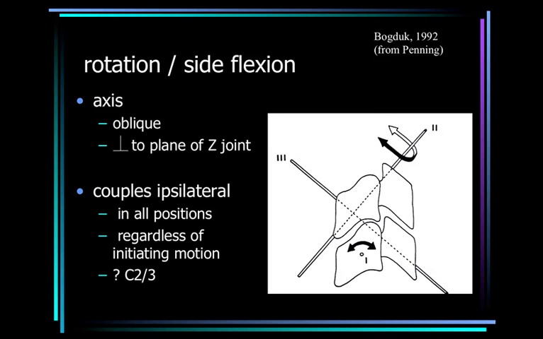So we should probably think of rotation and side flexion as being a combined movement in the mid-cervical spine. And the axis of this combined movement is oblique, and it would be considered to be perpendicular to the plane of the Z joint. So if the plane of the Z joint is coming up on this angle, then the axis of motion would be perpendicular to that. We know that rotation and side bending couple ipsilaterally in all positions, regardless of whether we initiate the motion through side bending or rotation. There has been some question about the mechanics of C2-3, in that in some situations we may actually see some contralateral coupling.